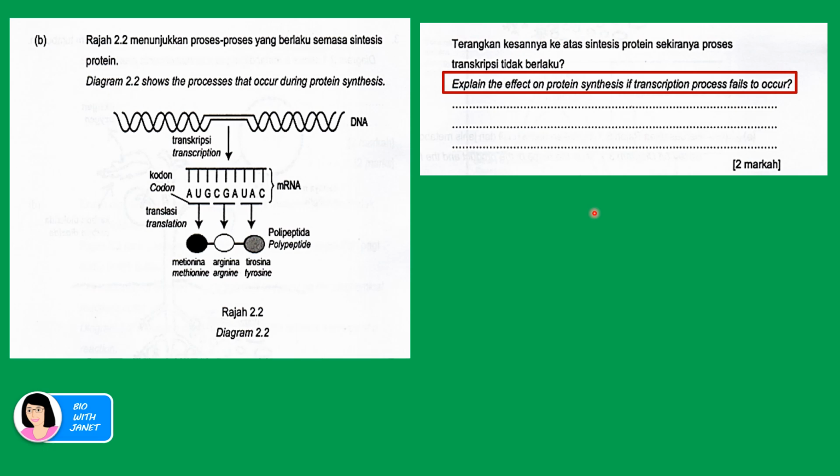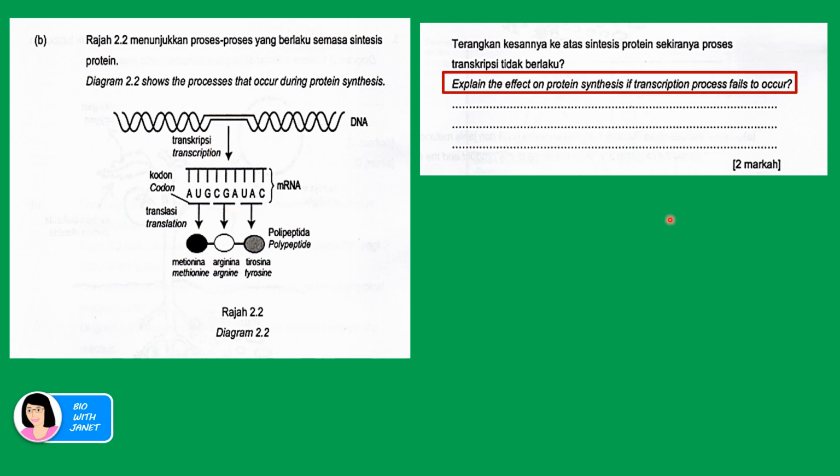Next question. The diagram here shows the processes that occur during protein synthesis. Explain the effect on protein synthesis if the transcription process fails to occur. That's why we need to know the meaning of the names transcription and translation as shown here. What happens if the transcription process does not occur at the top here? We know transcription means the copying of the code from DNA to RNA. So this is a hot question. What happens if there is no transcription? All the rest of the processes will not occur.